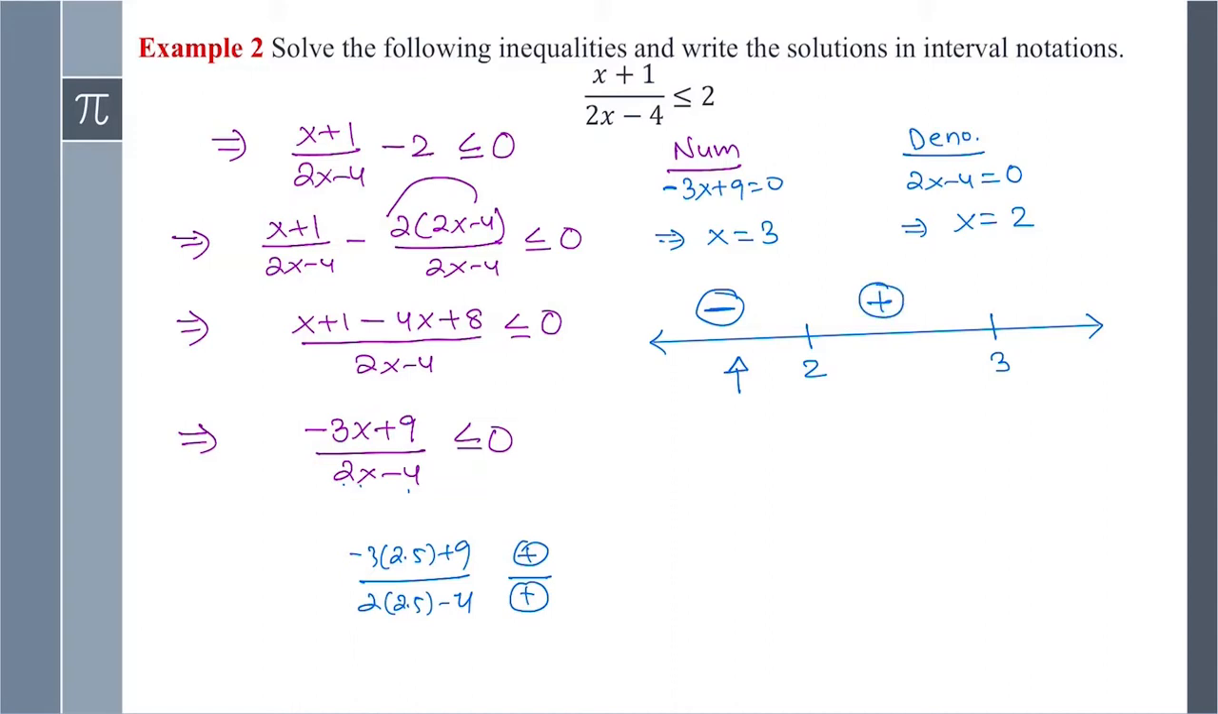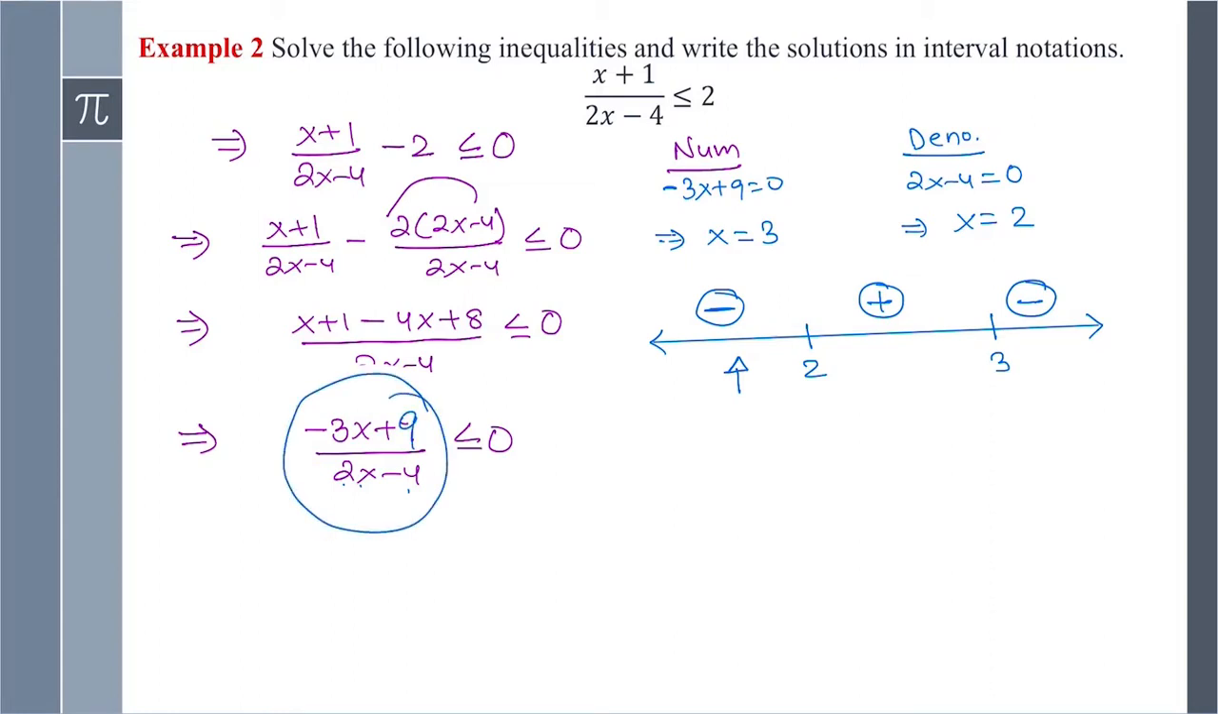Now, from the right side, let's take 4. If we take 4, we get 4 times negative 3, which is negative 12, plus 9, so we get negative 3, and in the denominator 4 times 2 is 8, minus 4, so we get a positive number. Negative over positive is a negative number. So we get a negative number here. That means if we look at our inequality, this quantity is less than or equal to 0. That means it cannot be positive, so this region is not in the solution. So our solution is here and here.